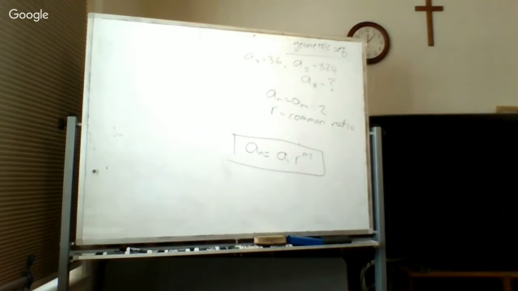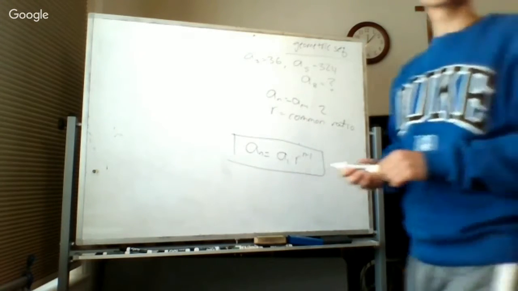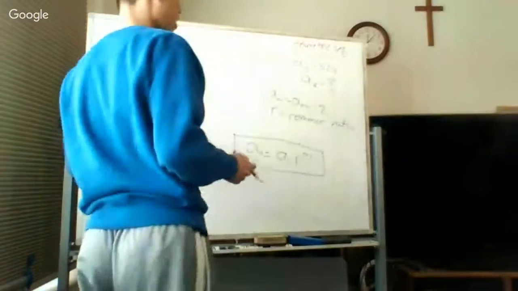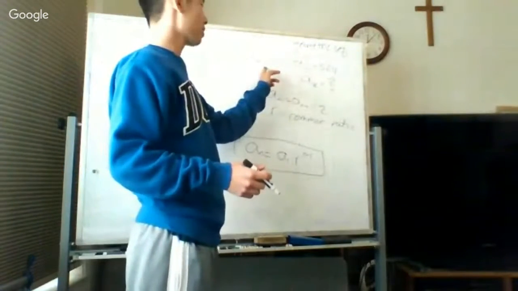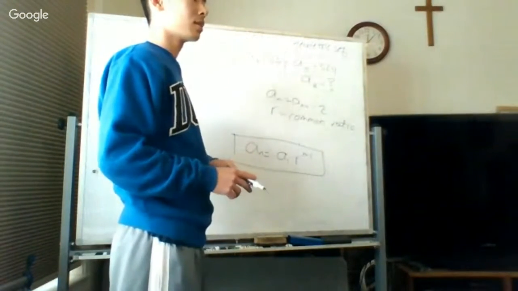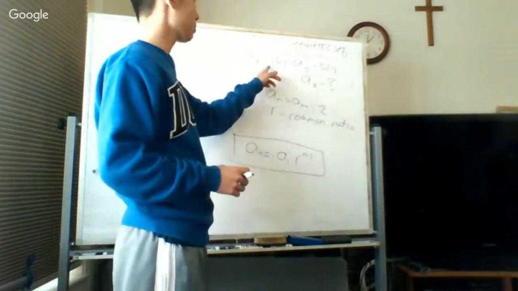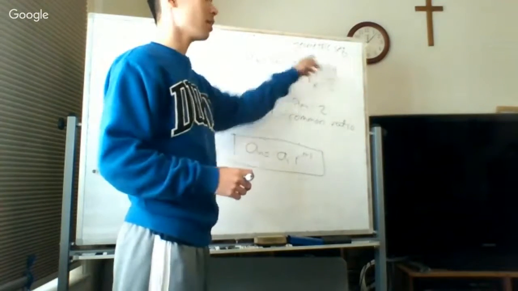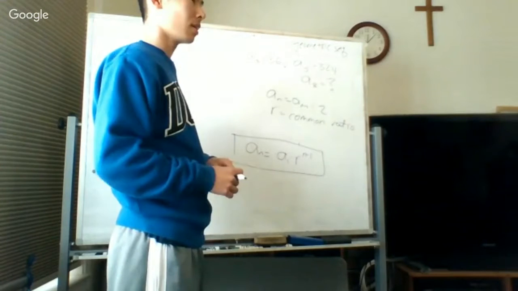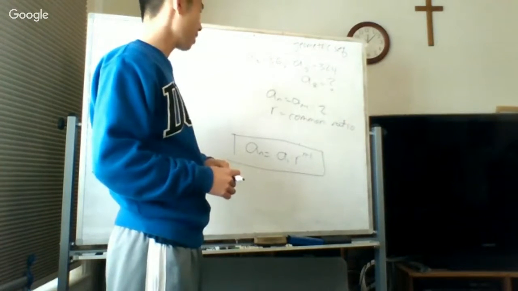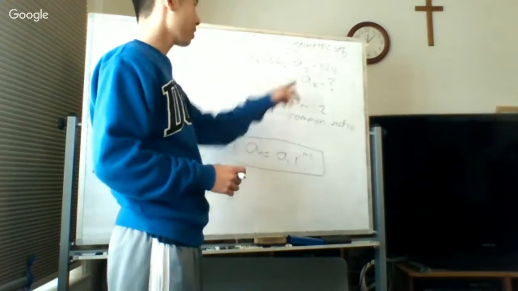I'm allowed to redefine these as the first? Yes, but did you get R yet? No, I'm messing up. All right. So how many times do we multiply by R to get from here to there? How many times? 3. No, or 2. Yeah, 5 minus 3.